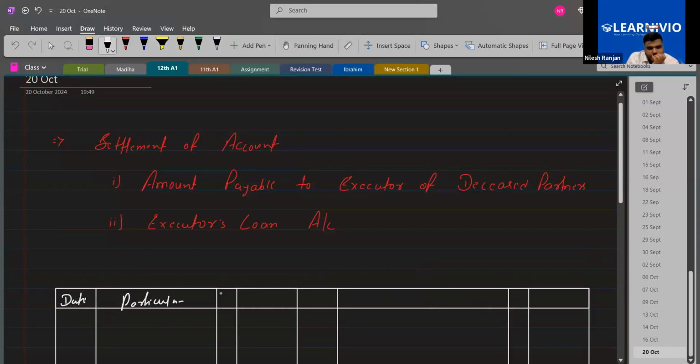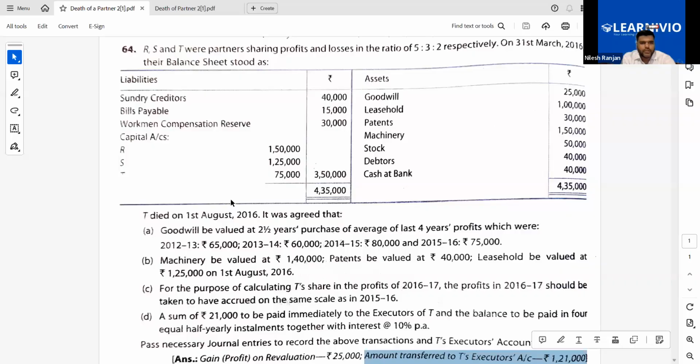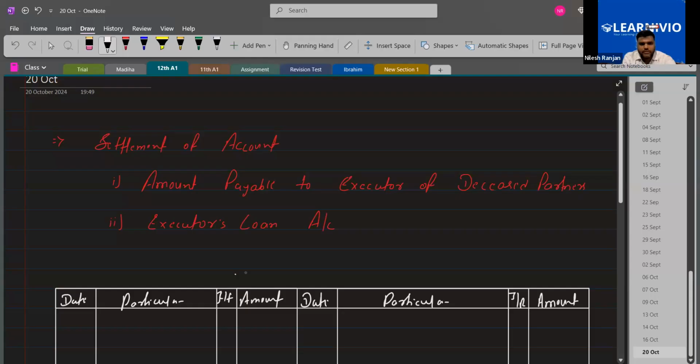Date, particular, JF, amount. Date, particular, JF, amount. This is T executor's loan account. Actually, T executor's loan account.